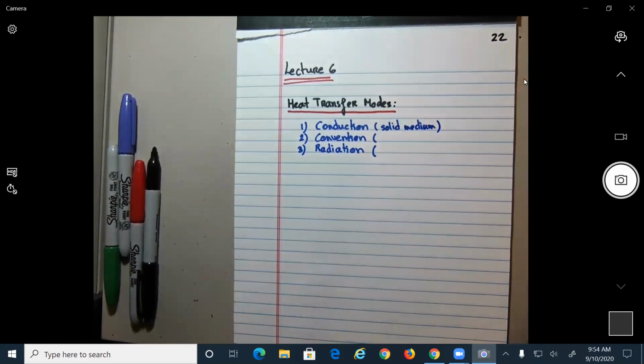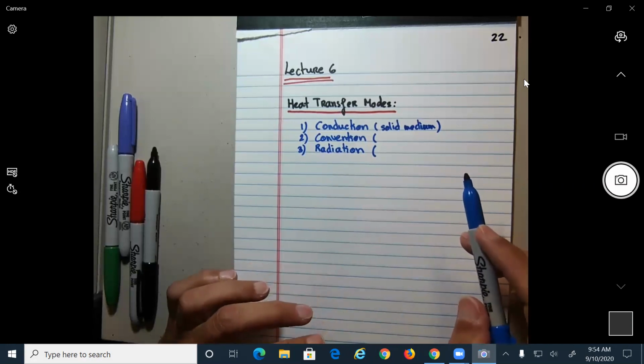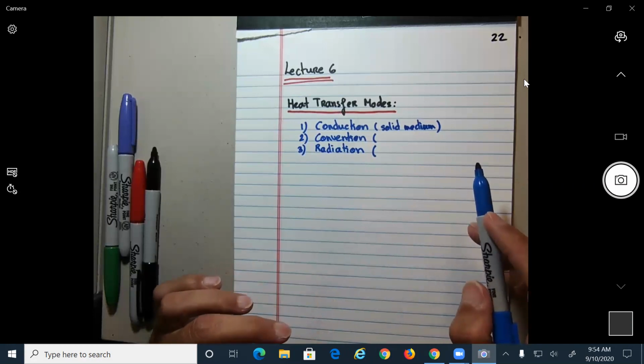Okay, so for example, if you have a block of steel and you heat it, the heat is going to flow through it through conduction. All right. Now, another one, convection, that one is more related to what? Convection is more related to fluids. Okay.